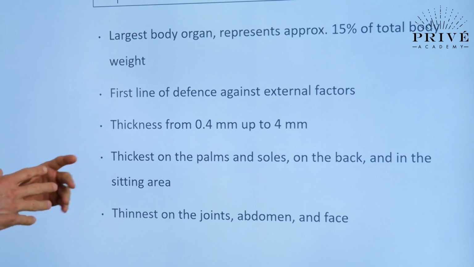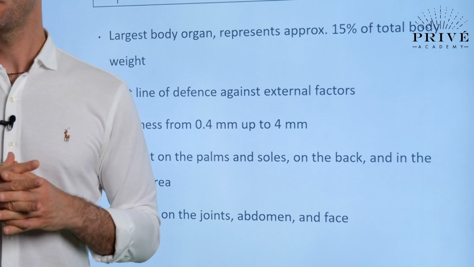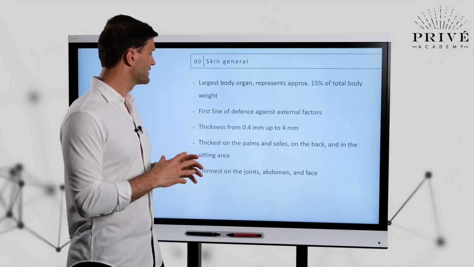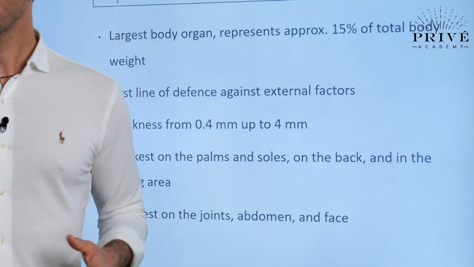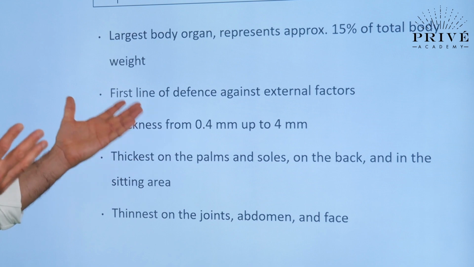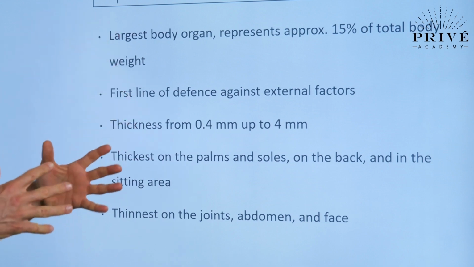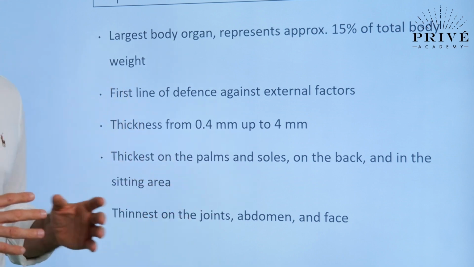Skin thickness varies from 0.4 up to 4 millimeters, depending on the area of the body. We'll talk more about the thickness in the next bullet. So the skin is the thickest on the palms, soles, the back, and the sitting areas, as I already mentioned, right? The thinnest skin we will find on joints, face, and abdomen.